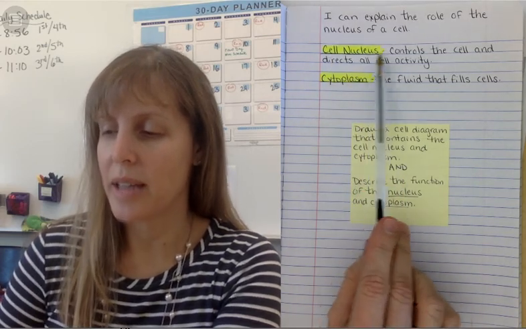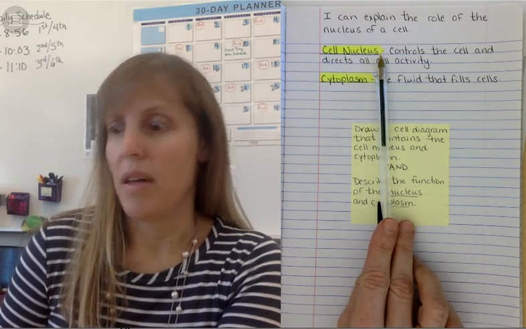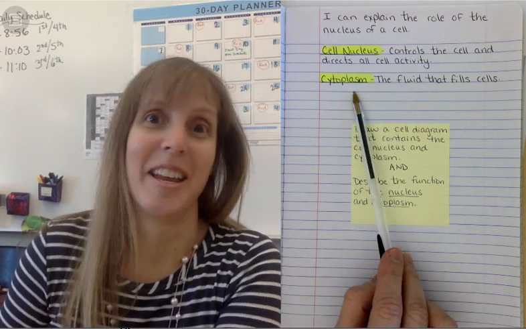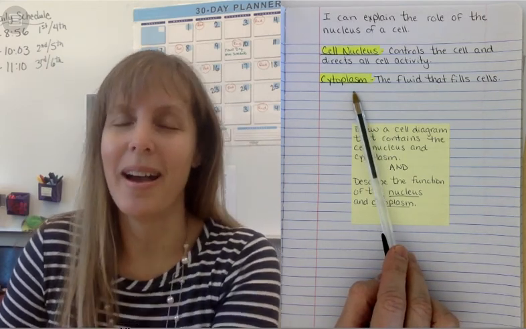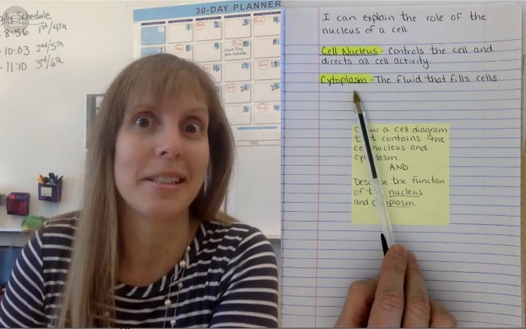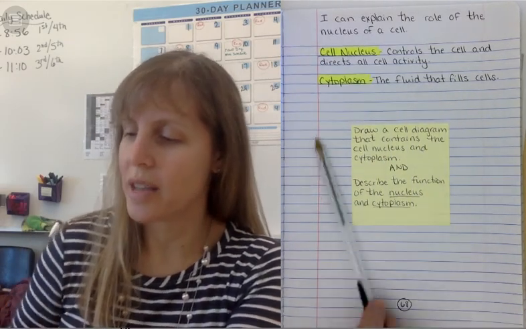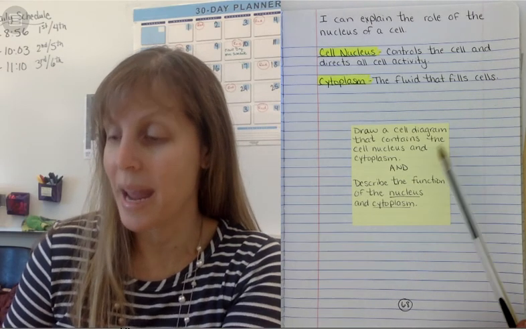So the cell nucleus actually controls the cell and directs all cell activity. Cell nucleus. Say it with me, cell nucleus. It's kind of like the brain of the cell. Cytoplasm. This is one of my favorite words ever. Cytoplasm. It just sounds like goo and slime. And it actually is gooey and slimy. Cytoplasm. Say it with me. Cytoplasm. I hope it's your favorite word now too. The fluid that fills cells. So you're going to draw a cell diagram here that contains the cell nucleus and cytoplasm, and you're going to do some writing here to describe the function of the nucleus and cytoplasm.